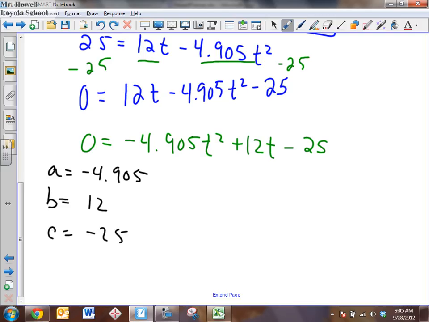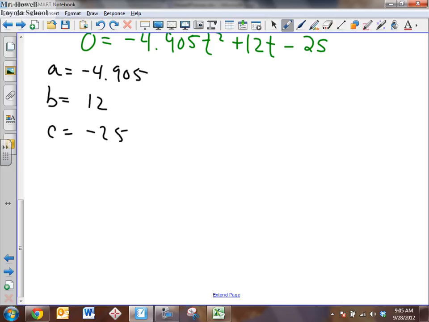Now, go to your formula, which, by the way, I will provide you with. I'll give you the quadratic formula. You don't have to memorize it. And there's also ways you can write a program in your calculator. Anybody know anything about computer coding? You can write a program, and I can teach you how to do it. You run the program, and it says enter A, and you just type in negative 4.905. Then it'll say enter B, type in 12. Then it'll say enter C, type in negative 25. Hit enter, and it'll calculate the whole formula for you. It'll give you the two answers. All right. So A, B, and C we've got.